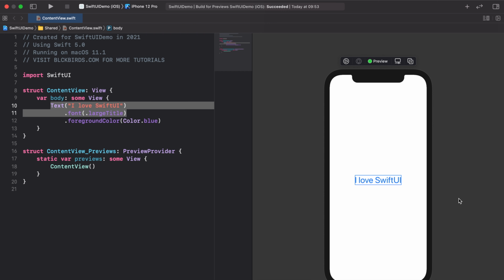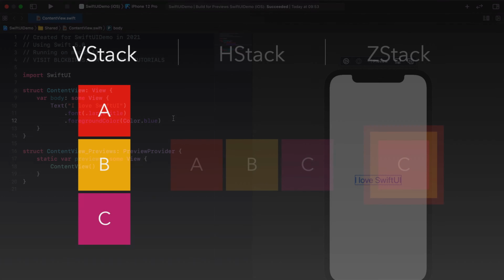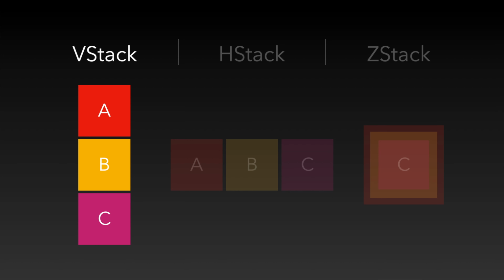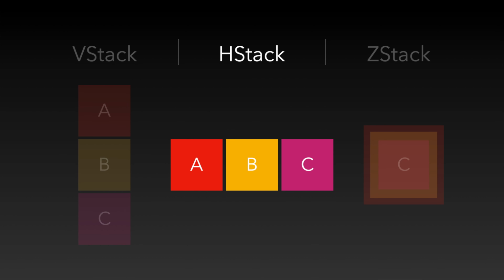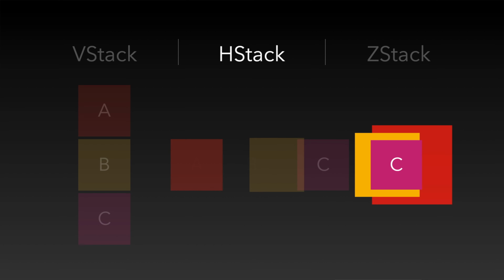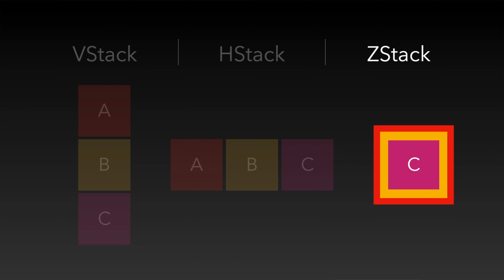Next, we want to add another text view to our content view. For achieving this, we need to use so-called stacks. Stacks are used in SwiftUI to stack multiple views along a certain axis. There are three types of stacks. V stacks, where all views inside it are stacked vertically. H stacks, where all views inside it are stacked horizontally. And Z stacks, where all views inside it get stacked on top of each other.